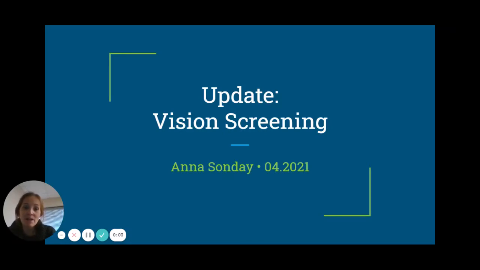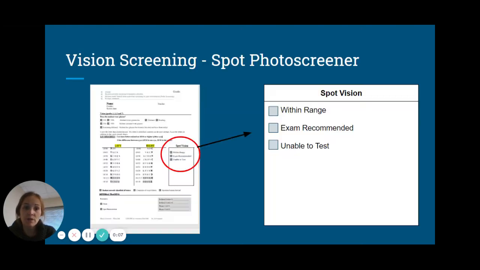Hi everyone, this is an update on our vision screening data that we collected during the 2019-2020 school year. So you may recall that we added the Spot Photo Screener as a screening tool for all of our mass vision screening events. So we used both the Sloan chart and the Spot Photo Screener for grades 1, 3, 5, and 7.